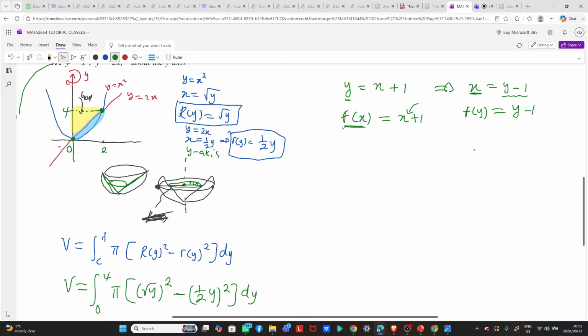I think that you are familiar with that, specifically for this one. Okay, so that is what we desire. So in our case, we need R of y. That means we need to make x the subject of the formula. If we make x the subject, we get x equals y minus 1. Then we call that f of y is y minus 1. Now, in our case, since we are revolving about the y-axis, we're going to use this formula. You understand that we need to use this one?